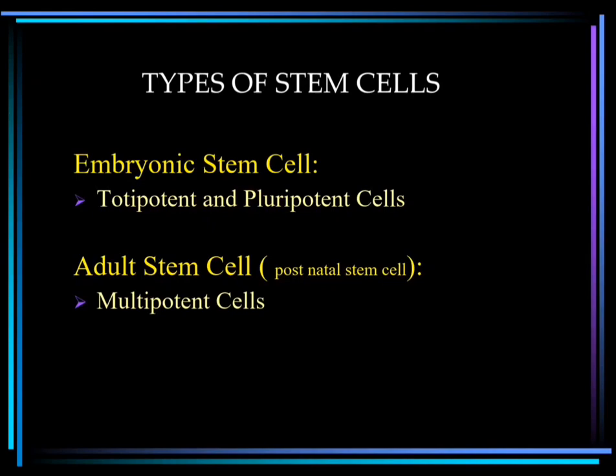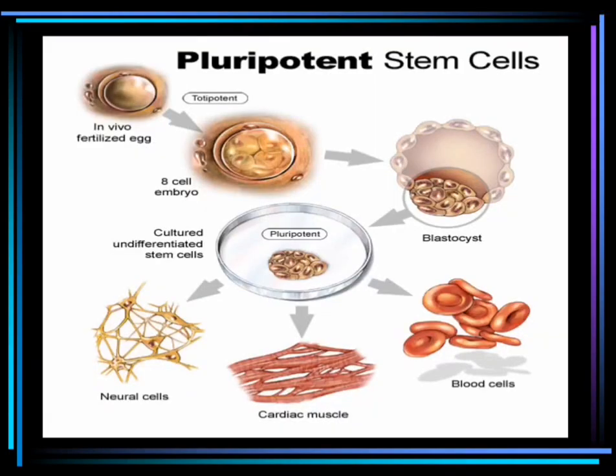Adult stem cells, also called postnatal stem cells, are undifferentiated cells found throughout the body after development, and they multiply by cell division to replenish dying cells and regenerate damaged tissues. Also called somatic stem cells, they can be found in juvenile as well as adult animals and humans, unlike the embryonic stem cells. Now, going on to a diagram which shows what a pluripotent stem cell does. You can see the fertilized egg forming the 8-cell embryo, going on to form the blastocyst, which then displays pluripotency here and forms the neural cells, cardiac muscle and the blood cells.